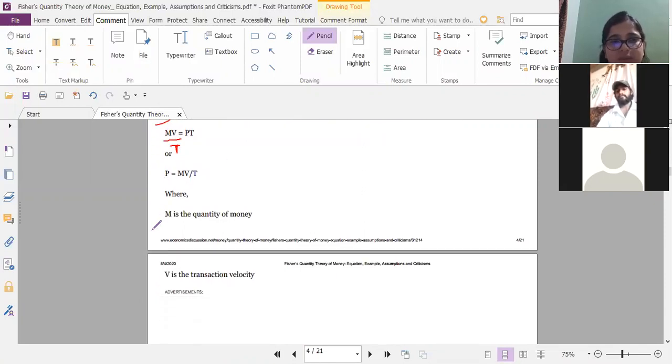The same thing you will also have to do in your exam. You'll have to write what each letter represents in your equation. So M is what? M is the quantity of money. Then V is velocity of money, or the transaction velocity.